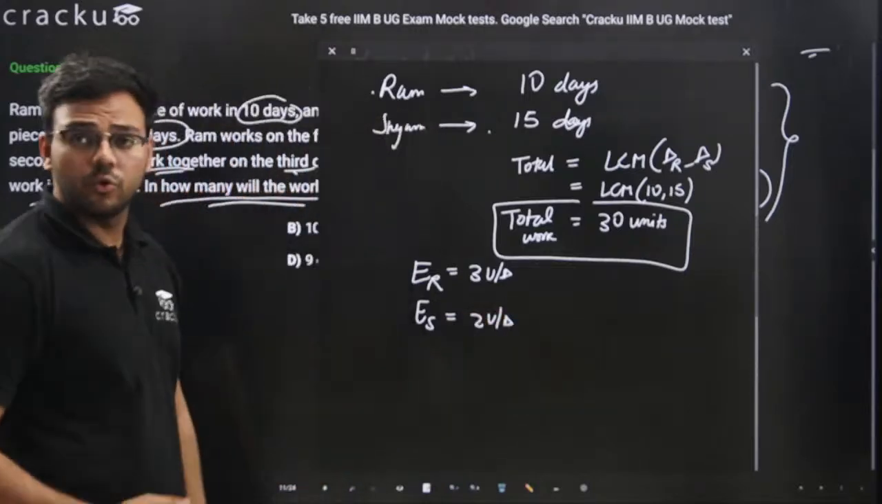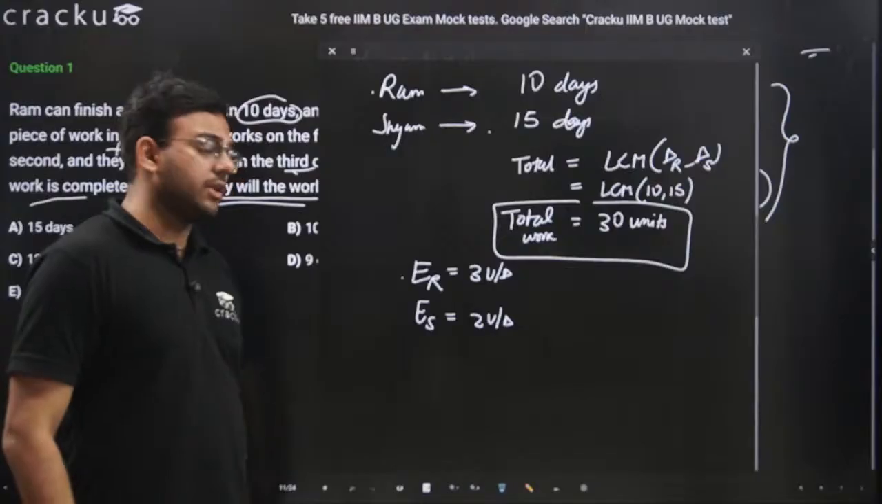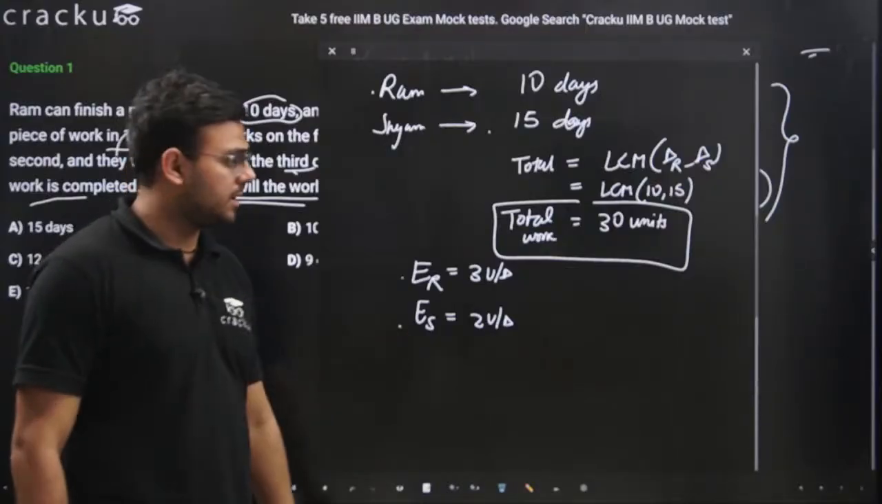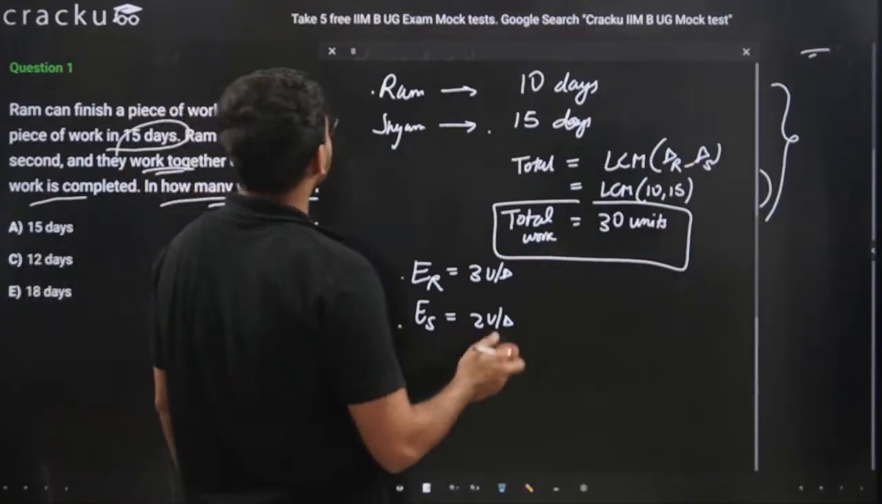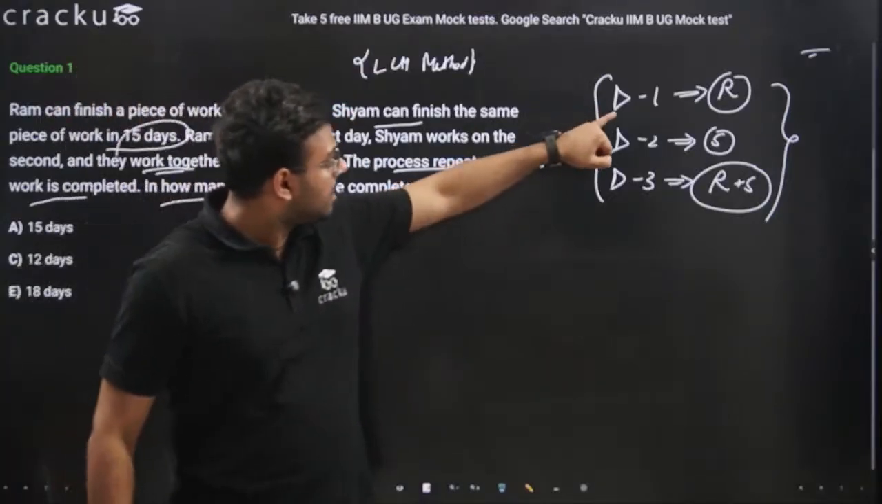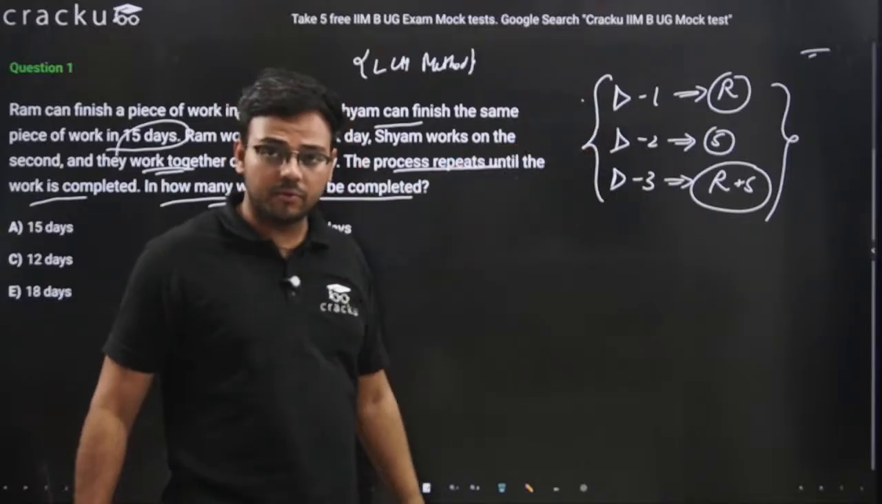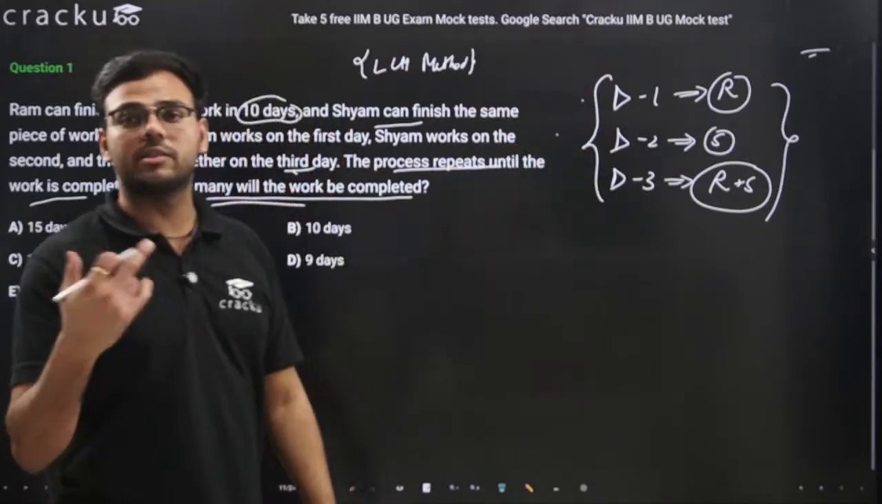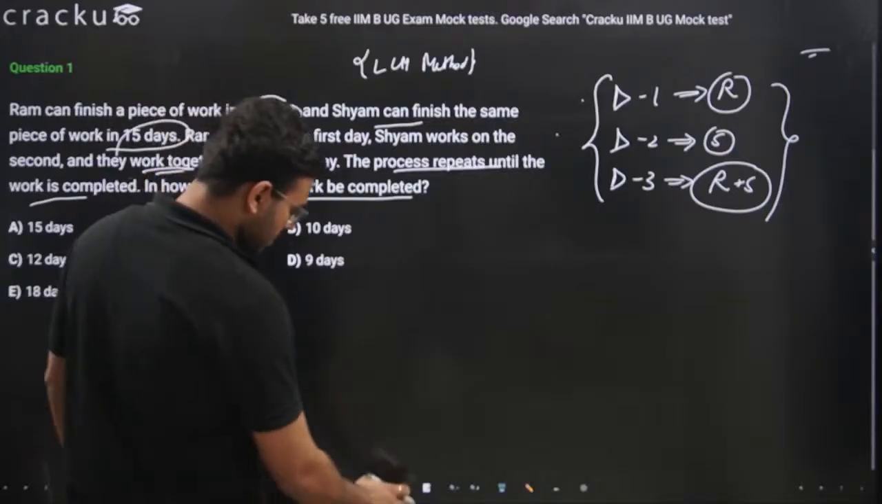Efficiency of Shyam is 2 units per day. So Ram is working at 3 units per day and Shyam is working at 2 units per day. Now how are they working? On the first day only Ram is working, on the second day Shyam is working, and on the third day both Ram and Shyam are working.